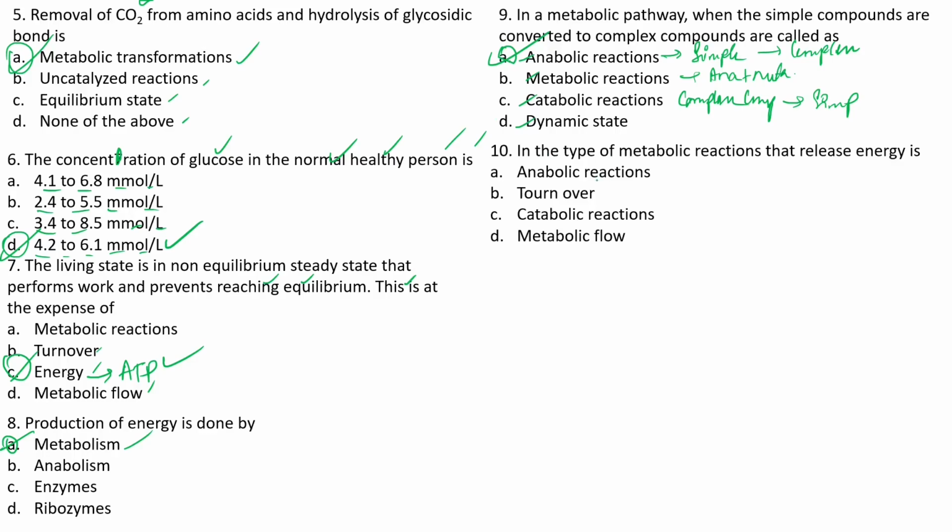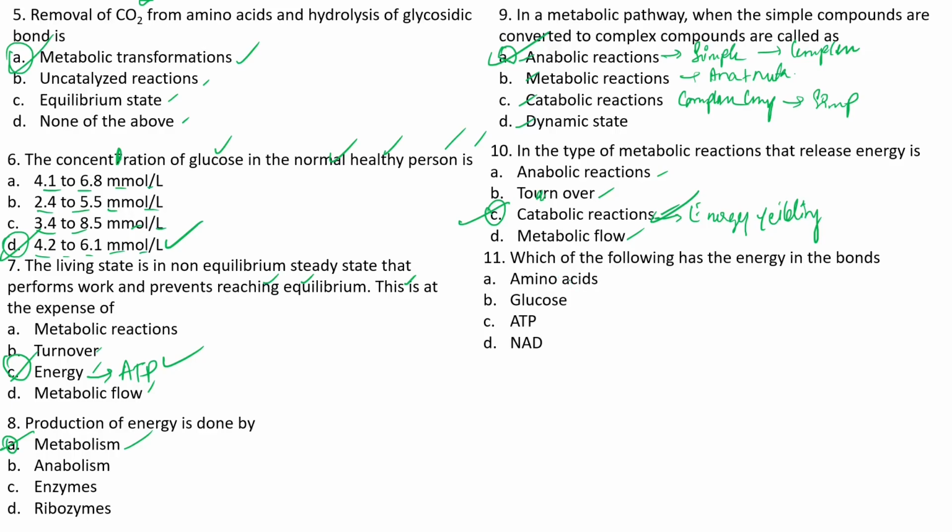The next one: in which type of metabolic reaction is energy released? Anabolic reactions, turnover, and the next one is catabolic reactions and metabolic flow. Breaking down kind of reactions are mainly the catabolic reactions, and these kinds of reactions are mainly energy yielding. So we can say that C is going to be the right answer. Yes, C is the right answer for this question.